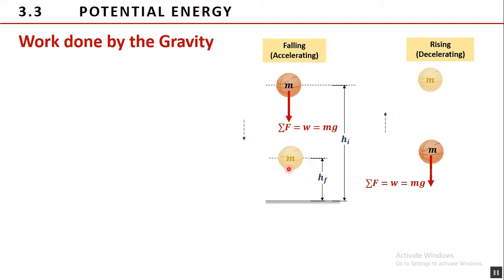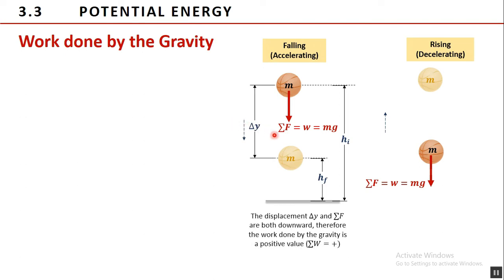We see that it moves with a downward displacement delta y. Therefore, this net force, or the weight of the ball, performs work. And the value of this work is positive, since the force and weight are in the same direction.